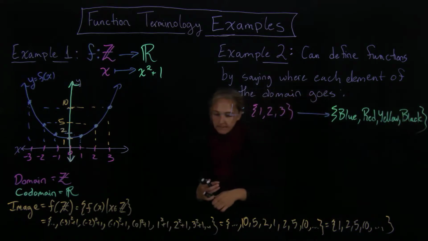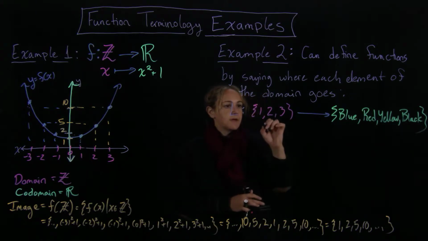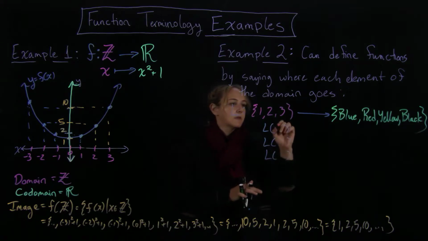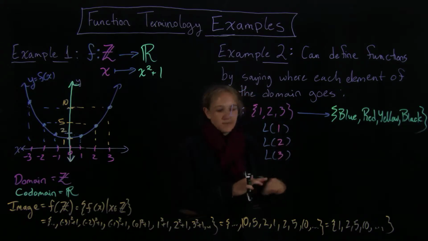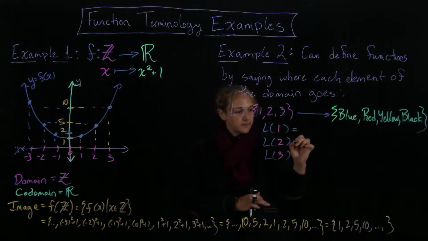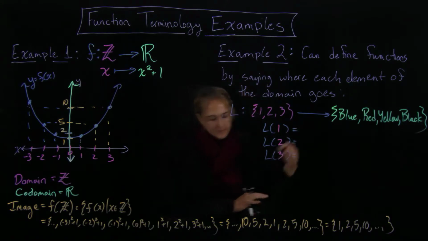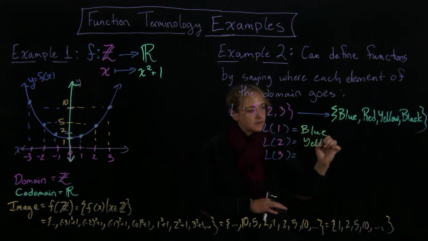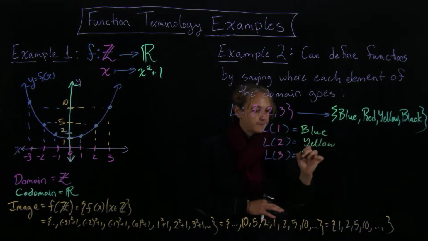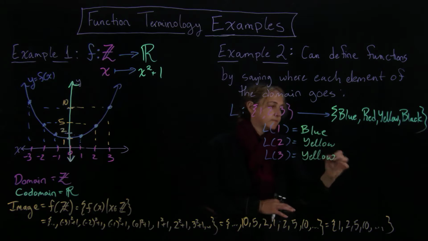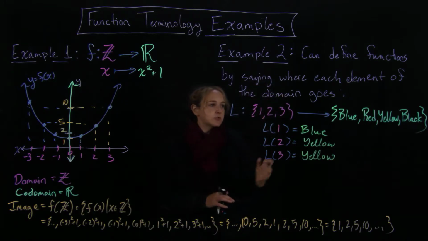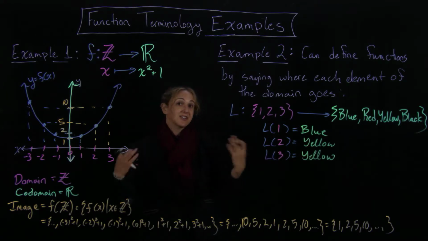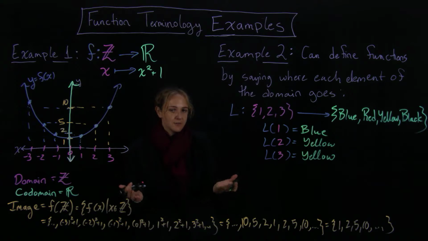I need to say what happens to each of these elements. Maybe I've decided that my outputs are going to be blue, yellow, yellow. So 1 gets sent to blue, 2 gets sent to yellow, 3 gets sent to yellow. Maybe the first student is wearing a blue shirt, the second student a yellow shirt, the third student a yellow shirt. So this function gives the shirt color based on the number associated to the student.